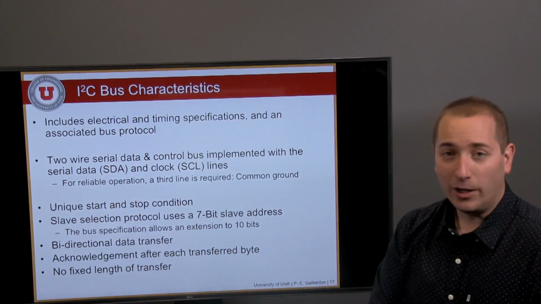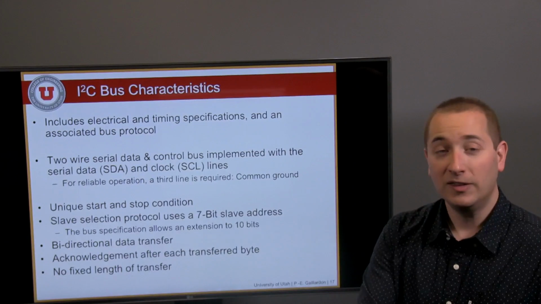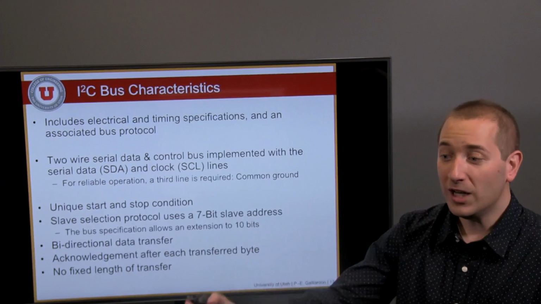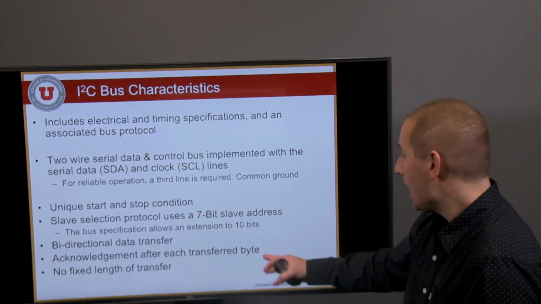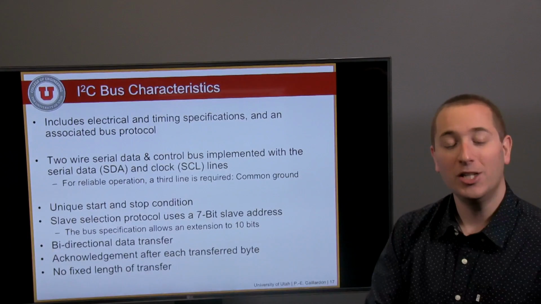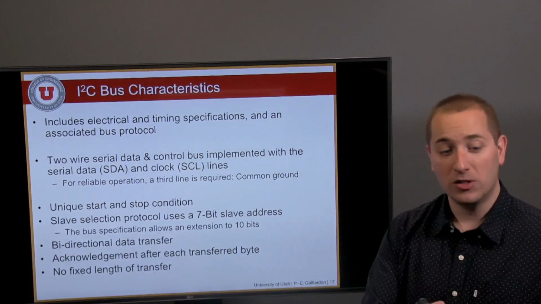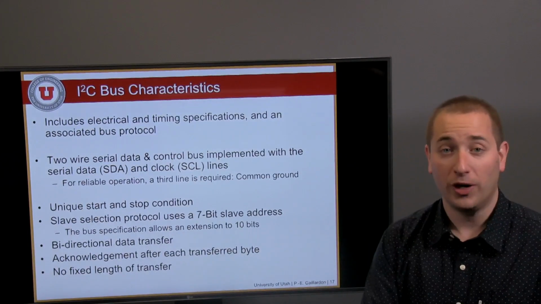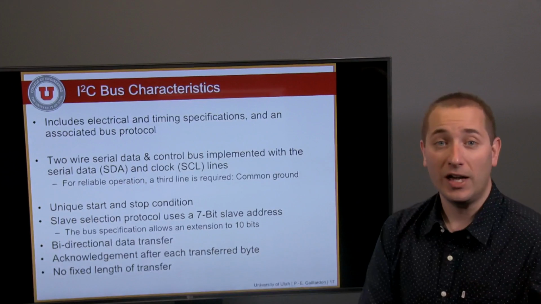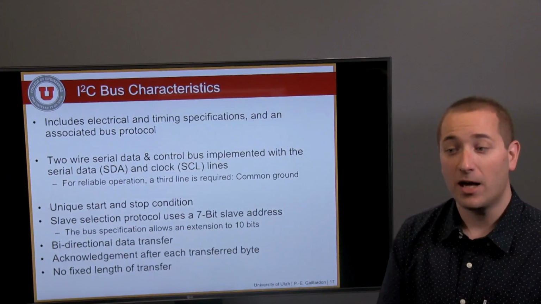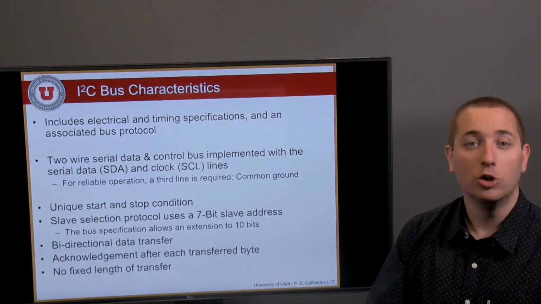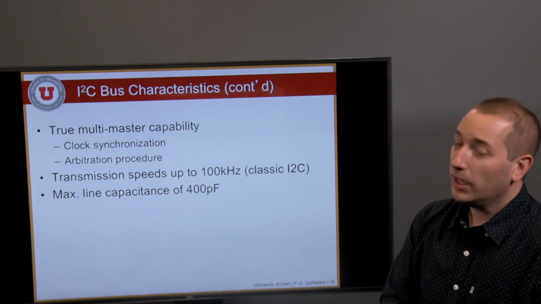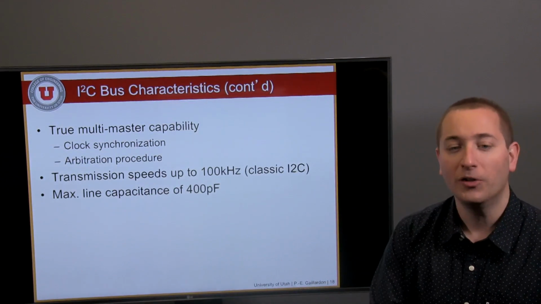You also have bidirectional data transfer. You are able to send data from a requester, the master, to the receiver, the slave, or read information back from your slaves. You will have an acknowledgement mechanism after each transferred byte to make sure the transmission is going smoothly. And last but not least, there is no fixed length of transfer associated with this protocol. So you could send several bytes of data from one device to another without knowing in advance how long this would be.